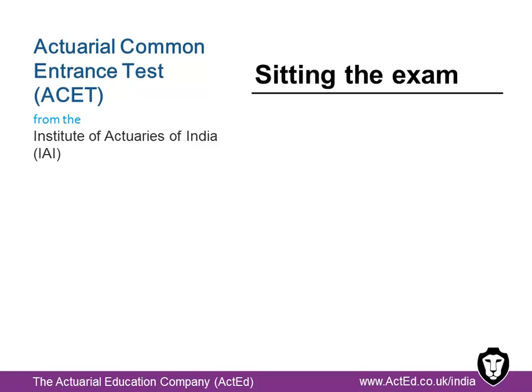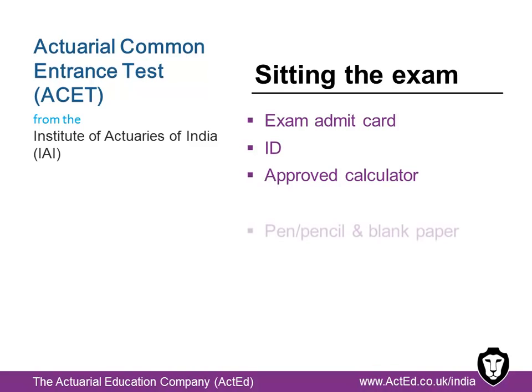So let's look at sitting the exam. To sit the ACET, you will need to bring with you the following: your exam admit card, some form of identification, an approved calculator, with the current list displayed on the screen to the left. Alternatively, it can be found in the ACET FAQ document on the Indian Professions website or in the online classroom forums. And finally, you'll need a pen or pencil and some blank paper for your working.